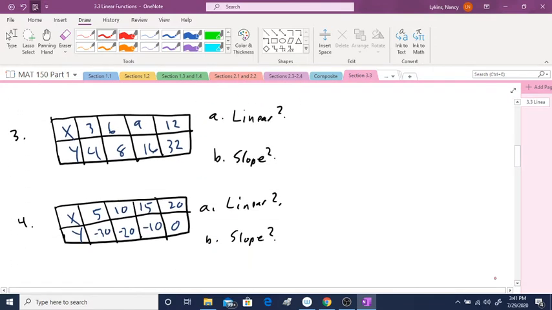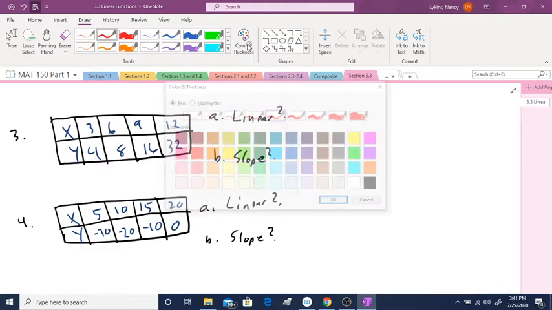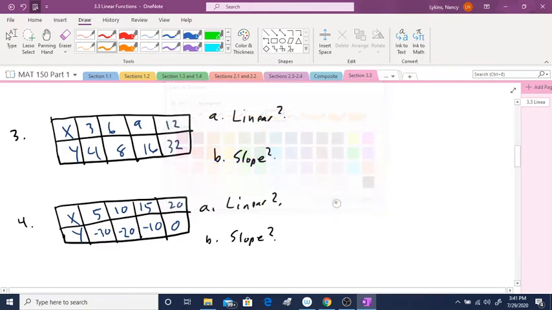My next 2, I want you to take some time and do exactly what I've done. If you want to pause it right now, you can. I'm going to go ahead and explain it right now. So my x values, what do they do? Well, my x values go up by 3. But take a look at what my y's do. 4, 8, 16. They're multiplying by 2.